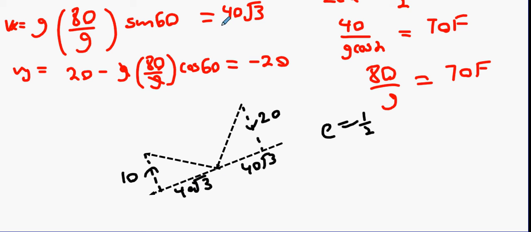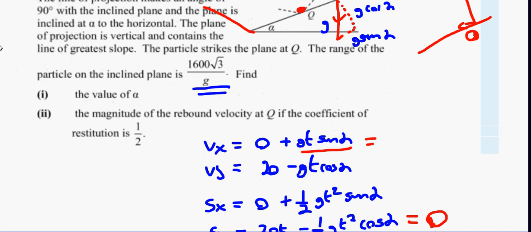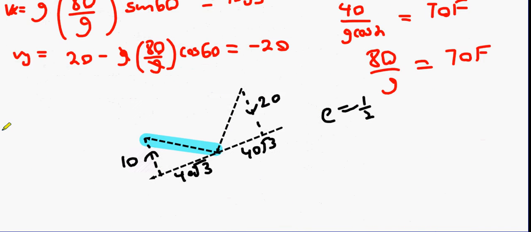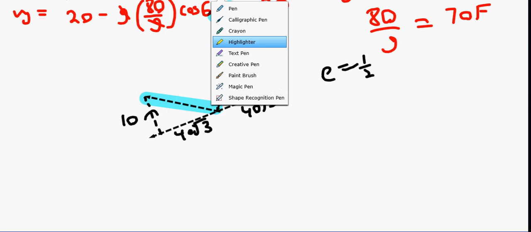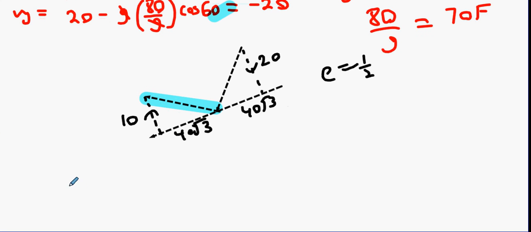So what does that mean? It wants you to do Pythagoras' Theorem to find the actual speed, not the velocity. Oh wait, magnitude of the rebound velocity. That means it basically wants the speed. Now, if you weren't sure in an exam, here's what I'd do. I'd just say velocity is, if you really wanted to, 40 root 3 i plus 10j. That covers it if it's the correct answer.